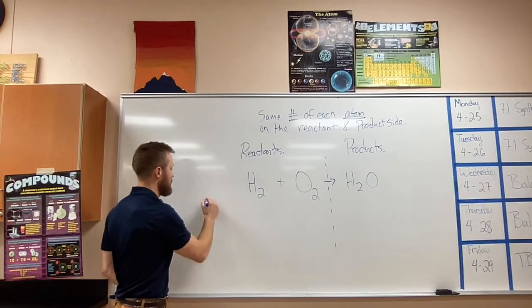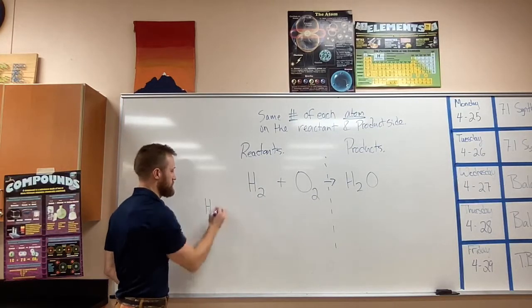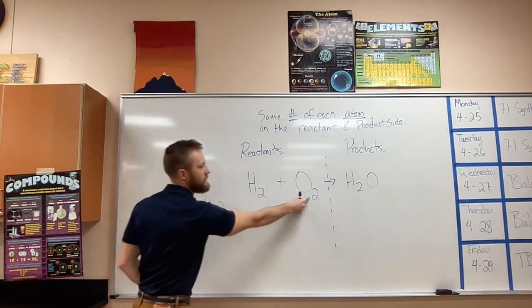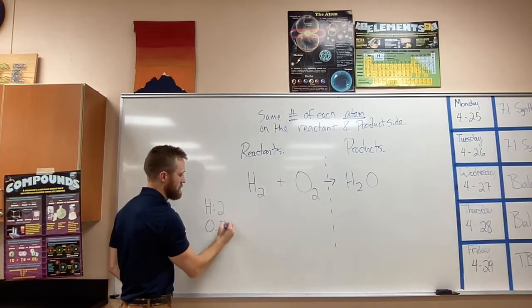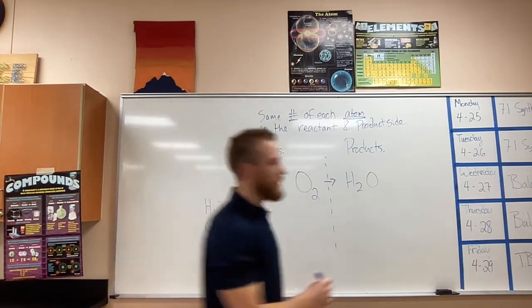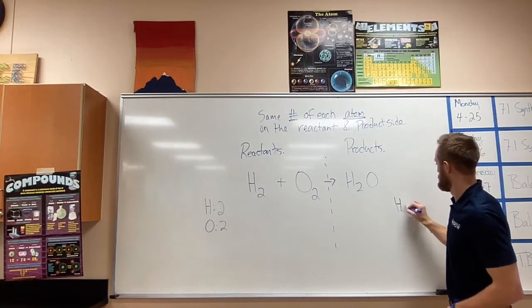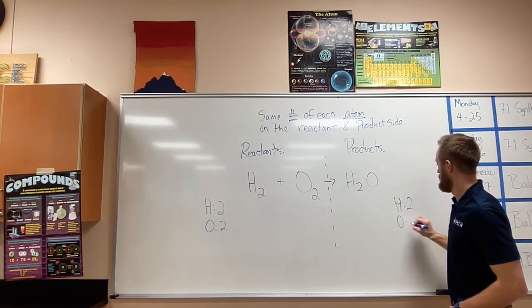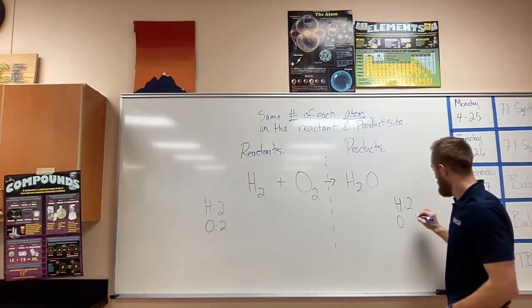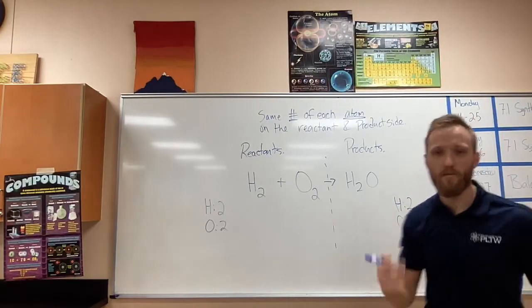So over here I know I have 2 hydrogens and I have 2 oxygens. Okay. Now when we look at our product side, I still have 2 hydrogens. However, now I only have 1 oxygen. Okay. And so that's where we need to balance this.